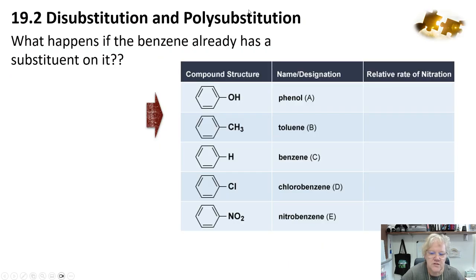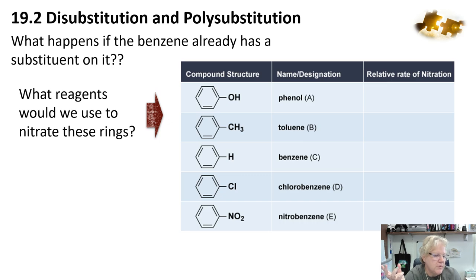Okay, so the last thing we're going to cover today is disubstitution, polysubstitution. So what happens if you already have a substituent on your benzene? In this table, we have an alcohol already, a methyl group, a chlorine, a nitro group. What happens if we now want to nitrate those? So we want to throw an NO2 group on all 5 of those compounds.